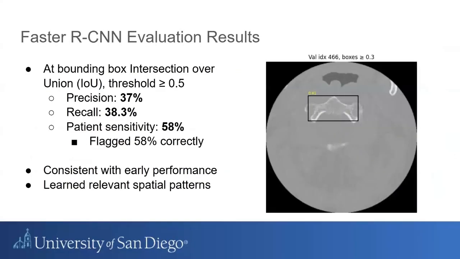For Faster R-CNN, the final checkpoint achieved balanced detection results for precision and recall. The detector successfully identified a meaningful subset of fracture instances while producing a moderate level of accurate bounding box predictions, which means that it learned clinically relevant spatial patterns. This level of sensitivity is consistent with the early performance of two-stage detectors in medical imaging, where fracture regions are small and exhibit limited contrast relative to surrounding anatomy.